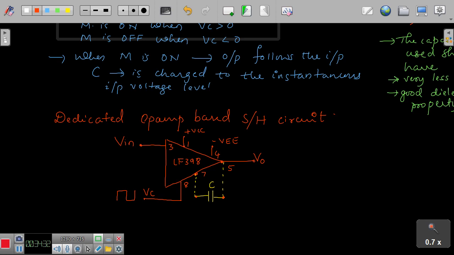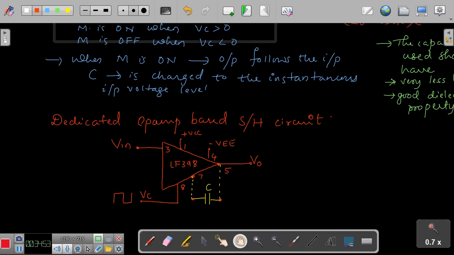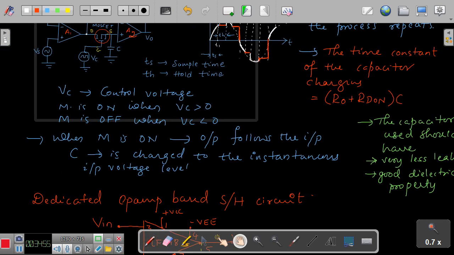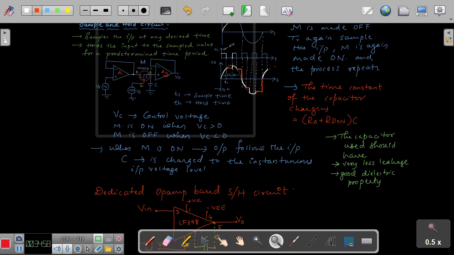So whatever A1, whatever A2 we have seen in our previous diagram, whatever the MOSFET we have seen in our previous diagram, all those things are built in here, except you have to give a control voltage and of course a capacitor, in order to make sure that the sampled value of the inputs is held for the required period of time, like this, whatever we have seen.